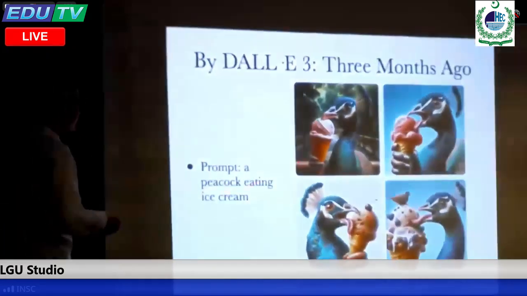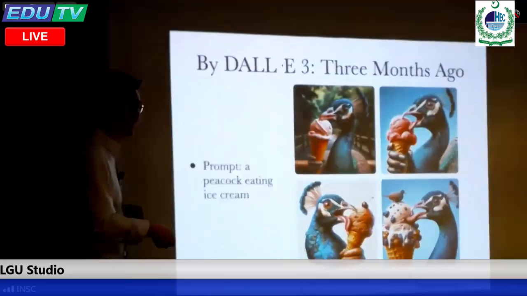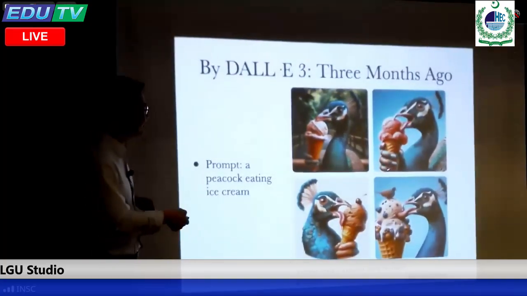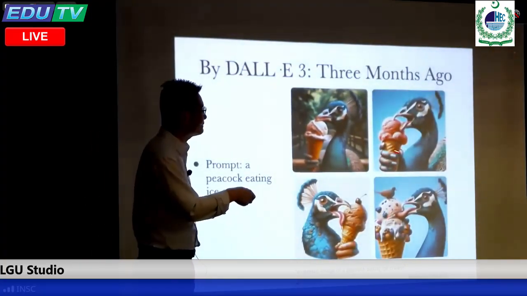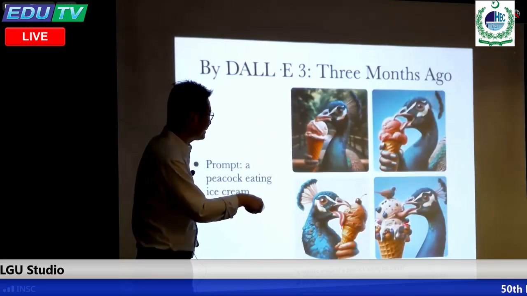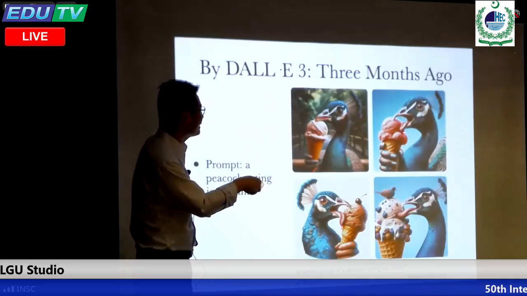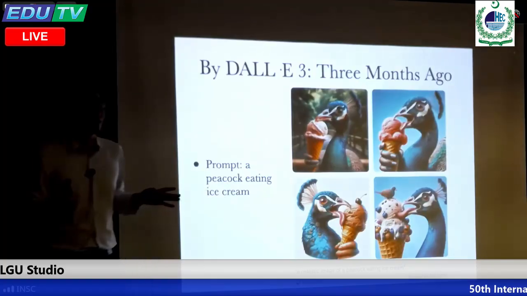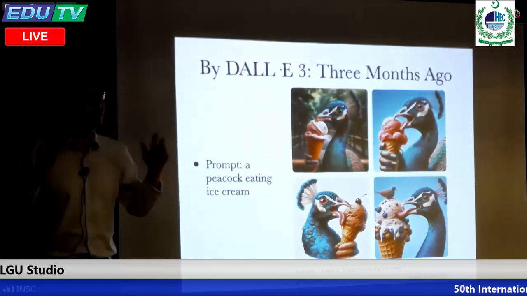Three months ago, with DALL-E 3 by OpenAI, it's now much better. However, if you have a closer look, you can see very often the peacock is using human hands here, and it's not really eating, you can see it's touching. So you can see a lot of problems, right? Once again, they can produce very fancy images.